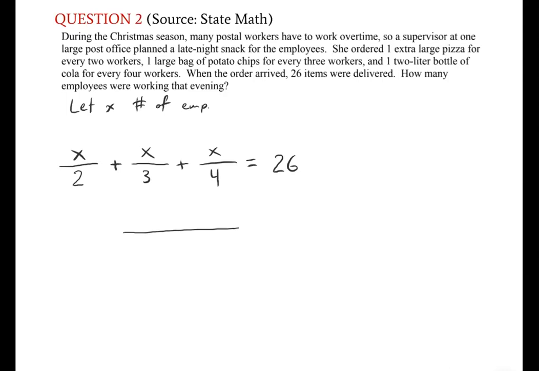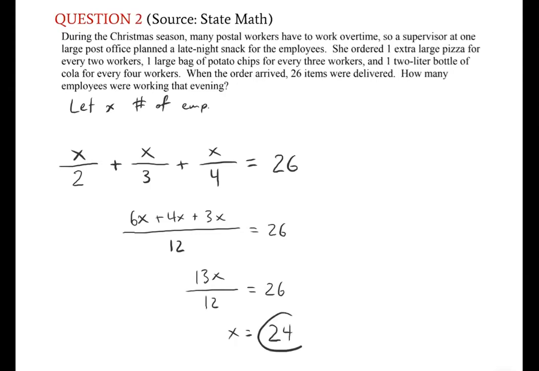Now we just have to combine all of these fractions. Our denominator can be 12. And for our numerator, we'll have 6x plus 4x plus 3x equal to 26. And that is simplified to 13x over 12 is equal to 26. And we can solve for x, and we'll get that x is equal to 24. So there were 24 workers, 24 employees working.